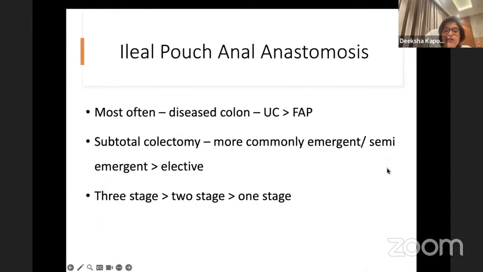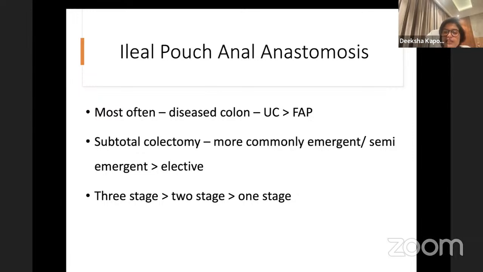So like sir already said, we are going to do this procedure most often for a diseased colon, and the most common indication would be ulcerative colitis, followed by FAP. A single-stage pouch, or even a restorative proctocolectomy, being done for Crohn's disease is very unlikely, and the percentage is relatively less.